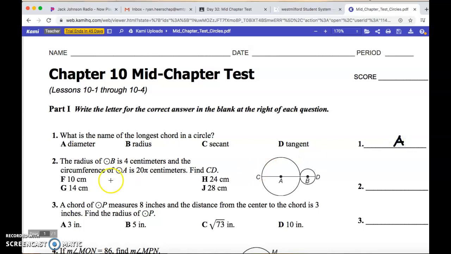For number 2, if the radius is 4 centimeters, remember, this is 4. This thing's a pain to draw with. So these are both 4. And you have to also find the radius for the bigger circle. If it's 20 pi, remember your circumference formula is 2 pi r. So that's twice the radius right there. So this is 10, and this is 10. Add them up, 10, 10, 20, 8, right? So that's how you get J.